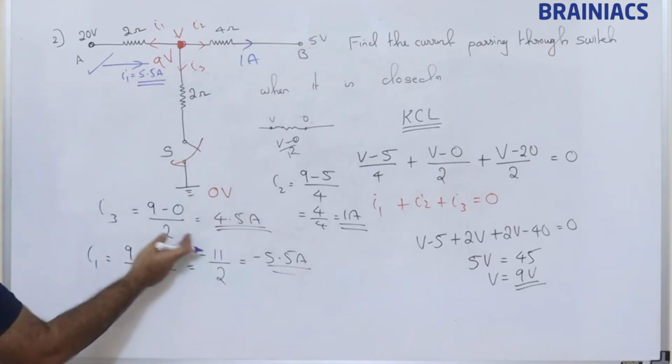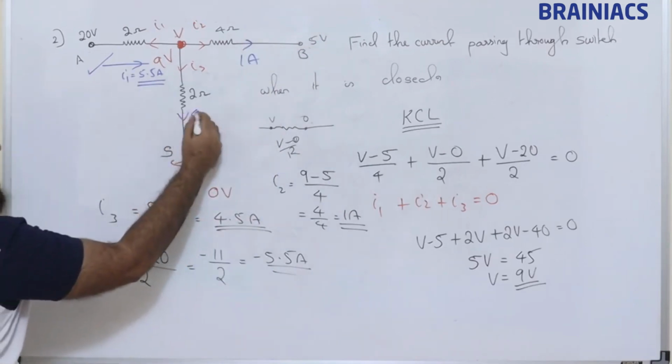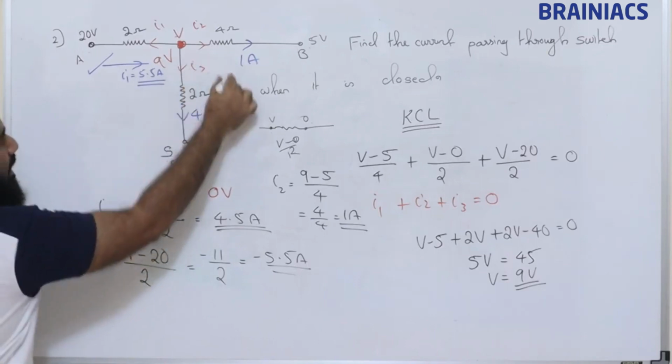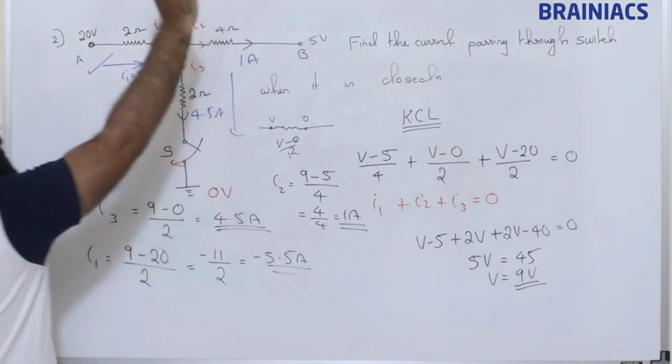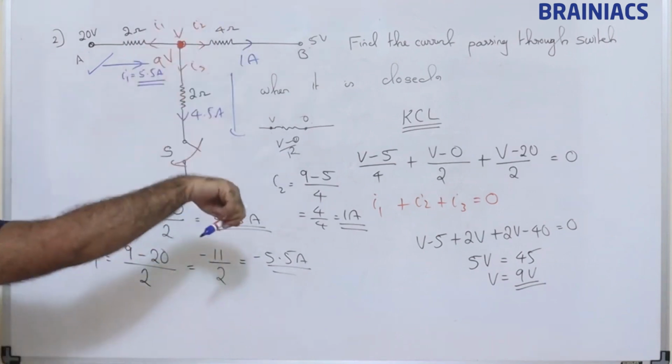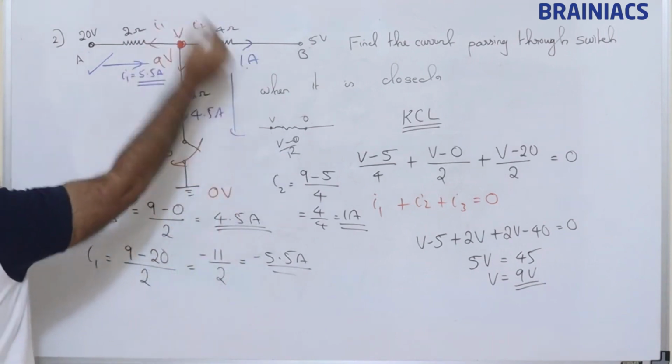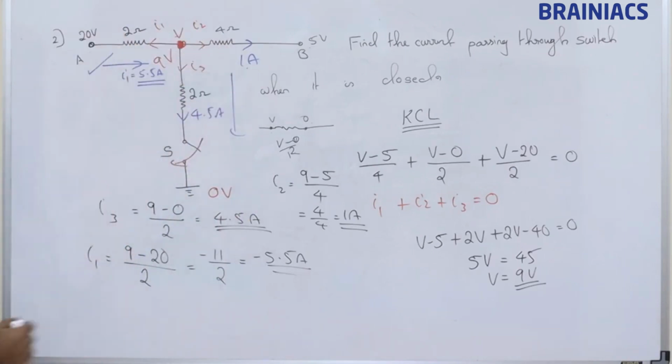Now look, 4.5 ampere is going in this direction. So 5.5 ampere is coming in. 1 ampere went to that side, 4.5 went to this side. The total is 4.5 plus 1, 5.5 ampere. Clear? Clear, all of you?